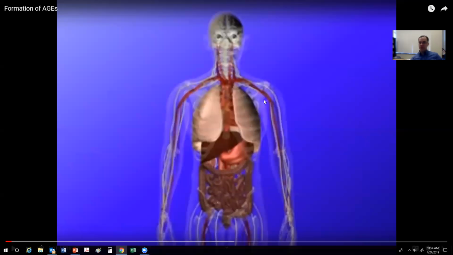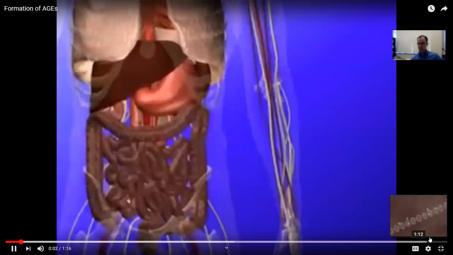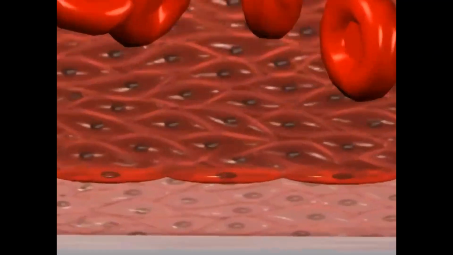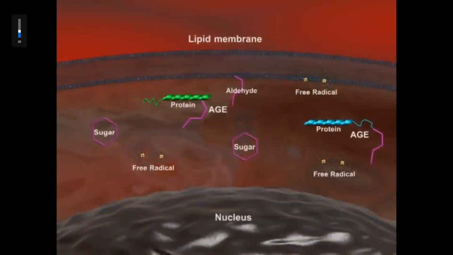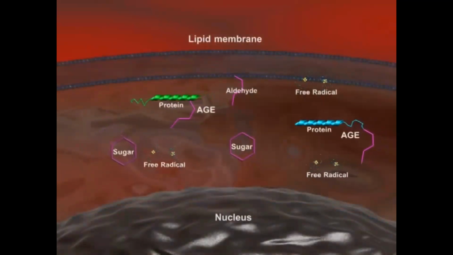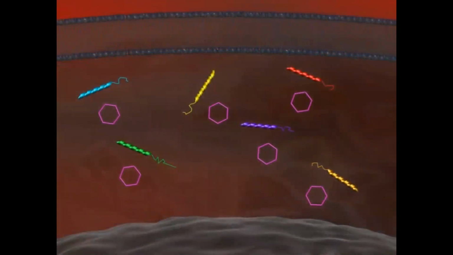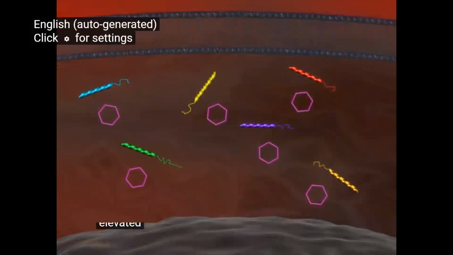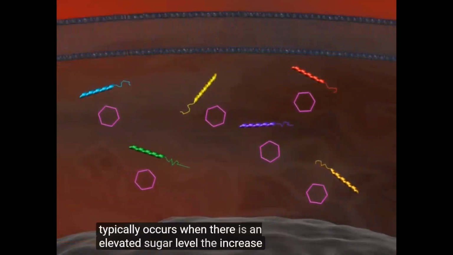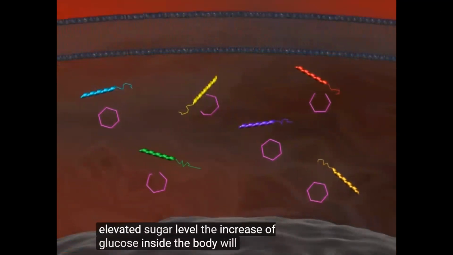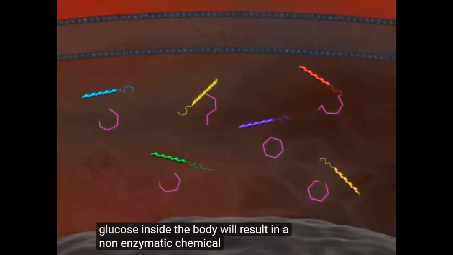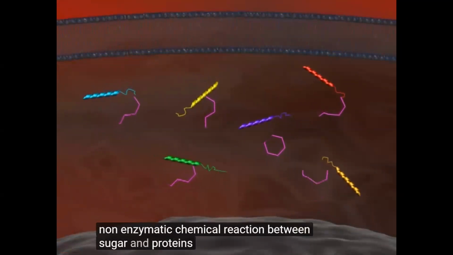All right, so this is the first video that talked about the formation of AGEs. AGEs are formed through two distinctive pathways. One is the classic pathway of glycation or Maillard reaction, and the other is the newly identified oxidative pathway. The glycation mechanism typically occurs when there is an elevated sugar level. The increase of glucose inside the body will result in a non-enzymatic chemical reaction between sugar and proteins.